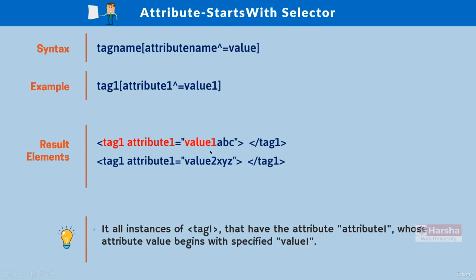That means it only checks the beginning of the value of the attribute but not the whole value of the attribute. So let's check this out.